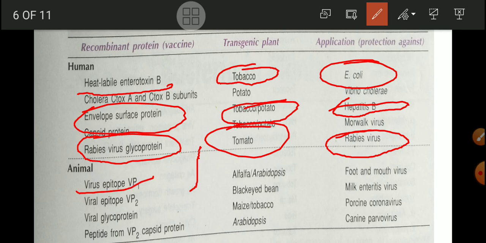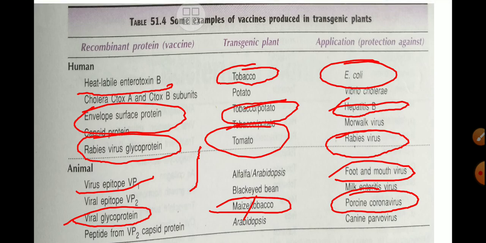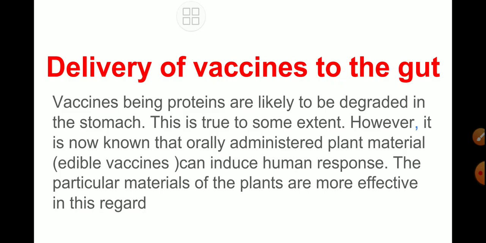So in the case of animals also that is possible. For foot and mouth virus, maize or tobacco plants containing viral glycoprotein can be used by animals as food, which works against porcine coronavirus. Coronavirus, keep in mind, very interesting things are there. So here we have seen some examples.